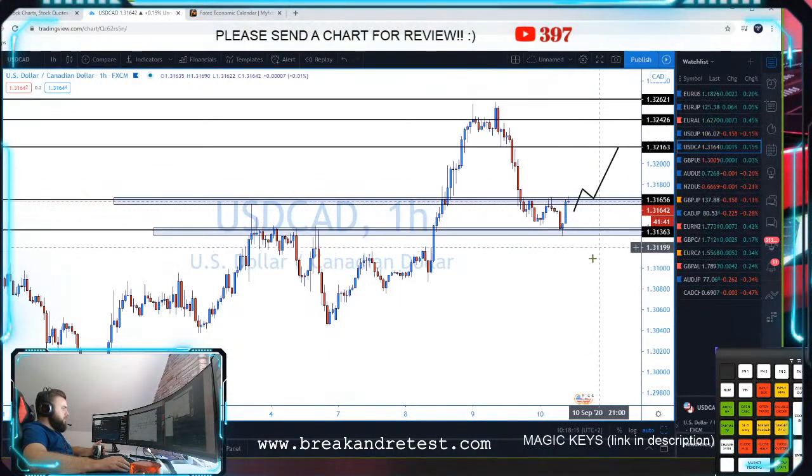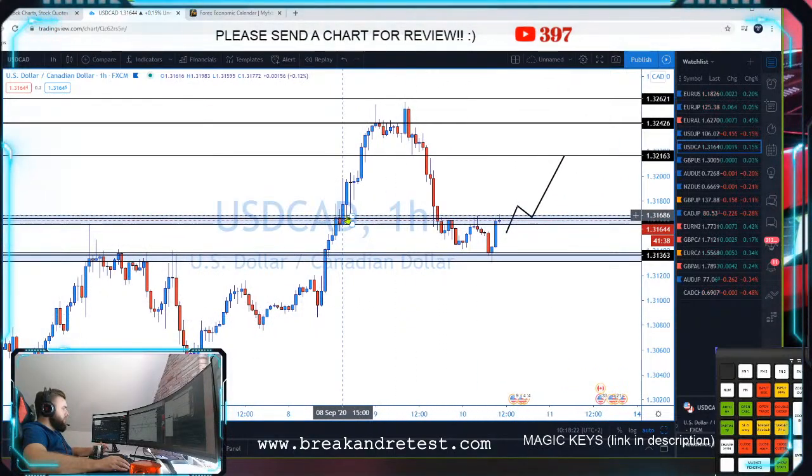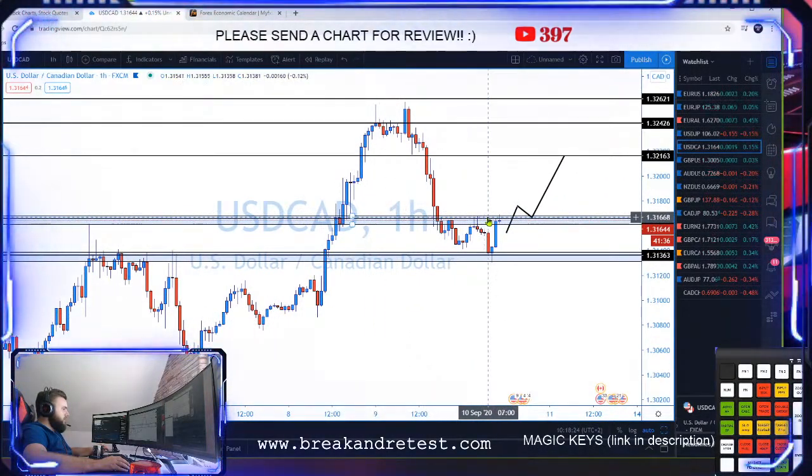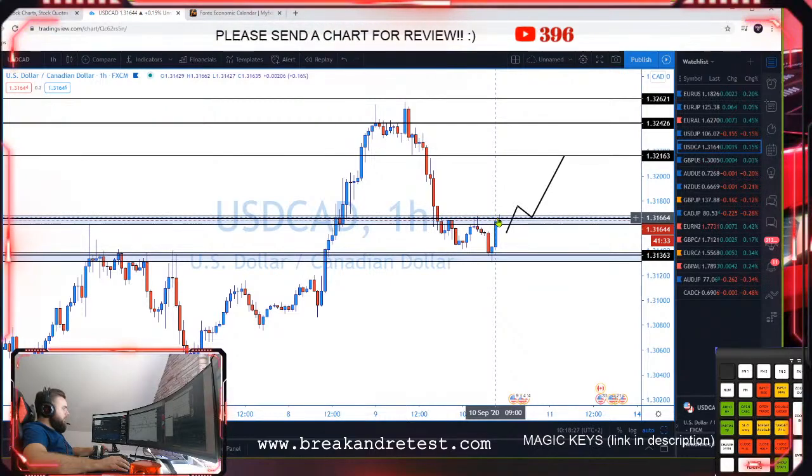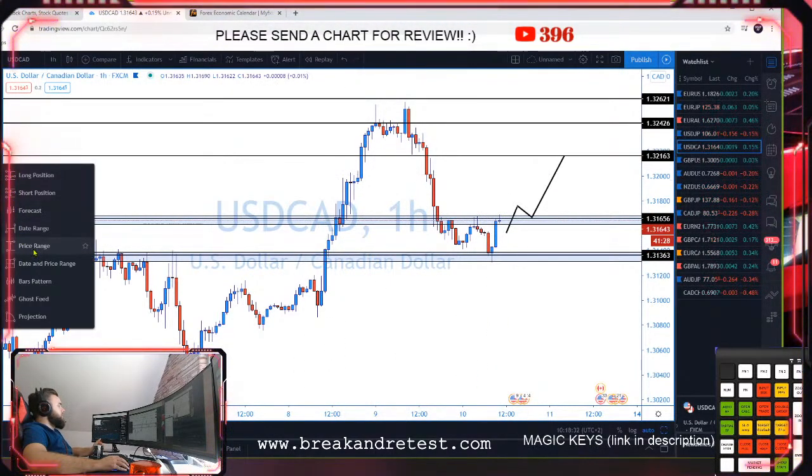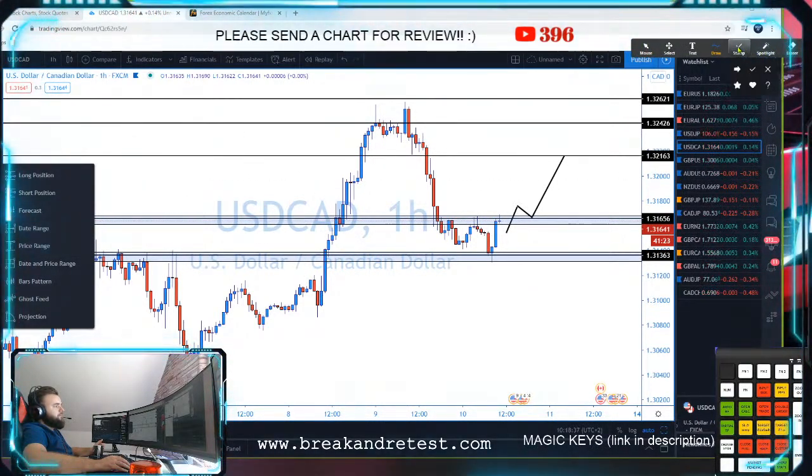USD CAD is not a breakout yet. We need to wait for price to break above 1.31650 or 660, which means we're going to have to wait for a candle like this closing above. Then we can take the retest to continue up. But we need to close above this.